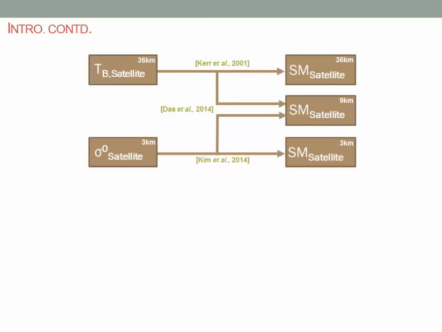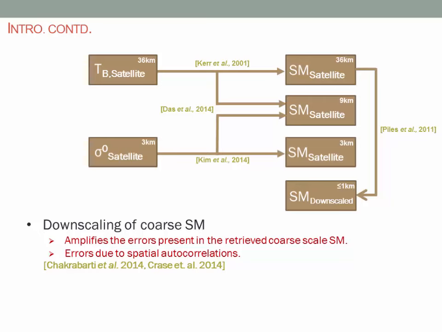What other downscaling studies do is use geostatistical, empirical, and physical models to convert this coarse-scale soil moisture to a fine-scale soil moisture with resolutions of less than 1 kilometer. Because downscaling is basically an ill-posed problem, it amplifies the retrieval errors that are present at this level through the ill-posed operation into the downscaled soil moisture. It also doesn't consider that the soil moisture has spatial autocorrelation, and it considers the soil moisture as independent, identically distributed quantities, which leads to errors.